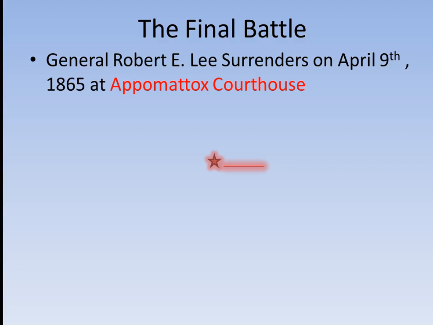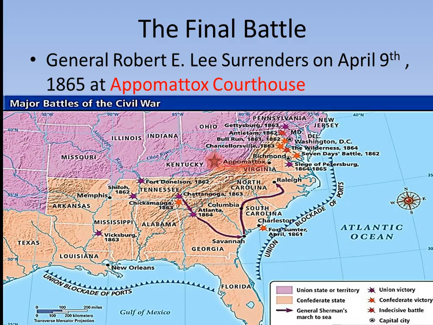So, the final battle. General Robert E. Lee is going to surrender on April 9th, 1865 at Appomattox Courthouse in Virginia. So the Confederate Army had been blockaded, you can see down there on the right, by the Union Army. They have been beaten up across the front, and now at Appomattox Courthouse, Robert E. Lee finally says enough's enough. We can't win this war, and is forced to surrender.